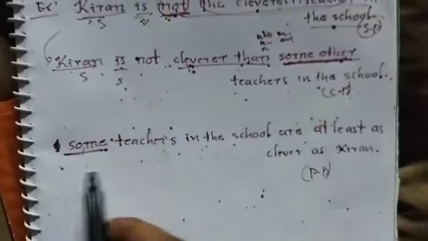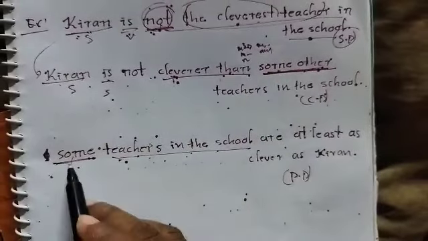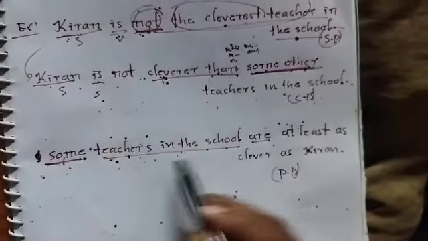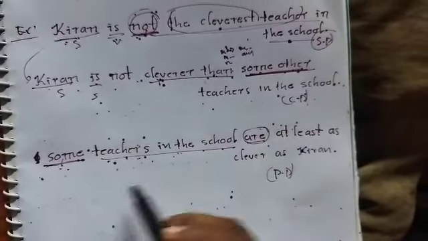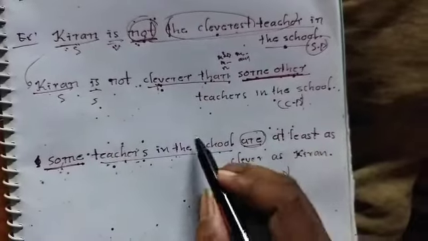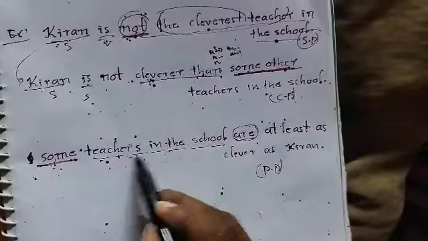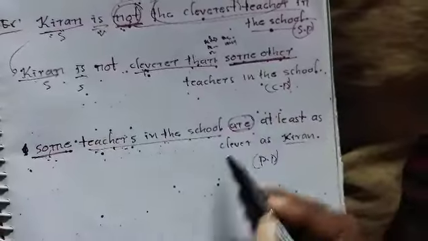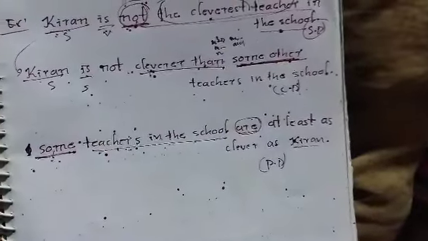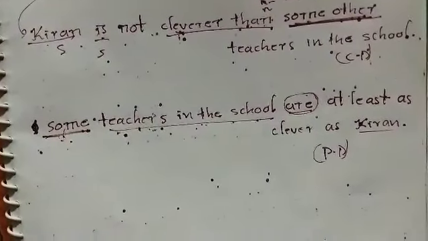Next, the positive degree sentence. We change the sentence into positive. Some teachers, some plus object; directly we have to use the object, up to here. Some teachers in the school: teachers is plural, so we use are. If it were in past tense we would use were. It's a present form, so we use are. Some teachers in the school are at least as clever as Kiran. So this is the way to use the sentence.